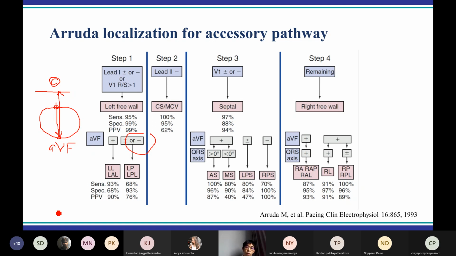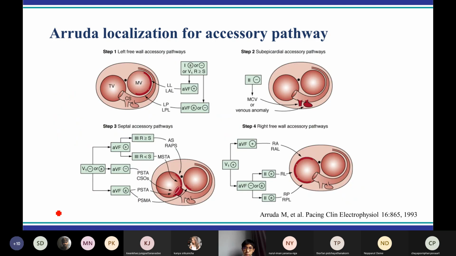You have to remember this diagram to identify the accessory pathway. Sometimes I cannot remember all the details. I still have to look up this diagram when I encounter some patients. And this is the summary of the Arruda criteria, as the last slide mentioned.